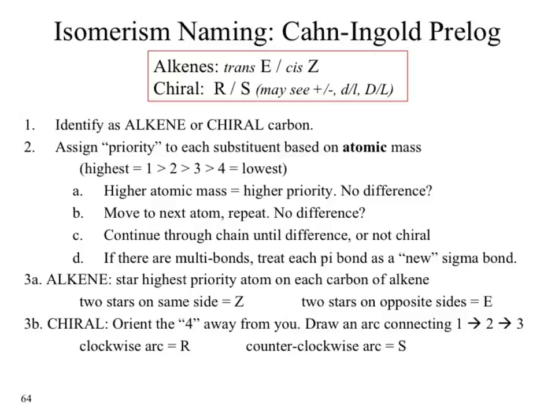It's an atomic relationship. Once you've assigned priorities, you can then go through and evaluate either Z and E if you have an alkene, or R and S if it's chiral. Okay? You have to follow the rule sets. If you don't follow the rule sets, you will get the wrong answer.